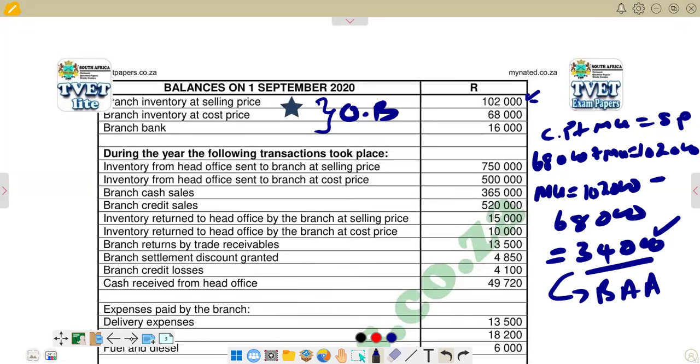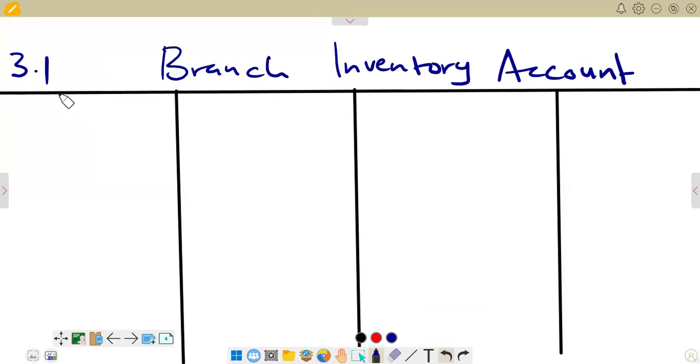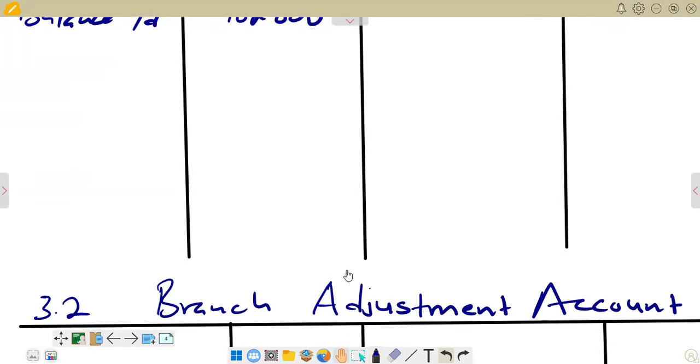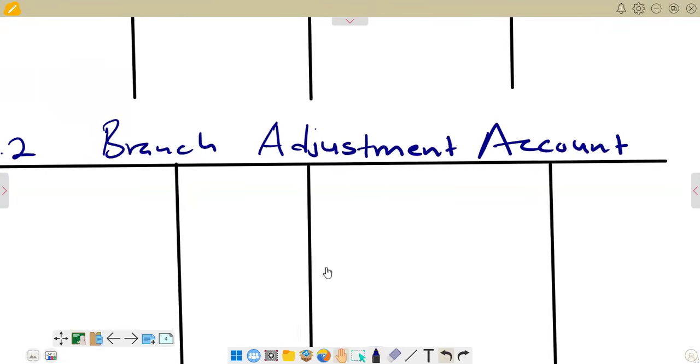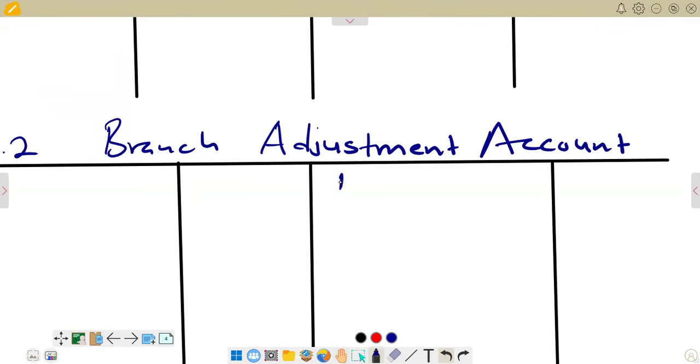So we go to the other section and put our opening balances in. In the branch inventory account, our balance b/t goes to the debit side. We are saying we've got balance b/t, and the amount that we have is 102,000. And then for the branch adjustment, we calculated 34,000, so it comes to the opposite side, which is the credit side. That's where you enter your balance b/t, and the answer that we got there was 34,000. So we put our 34,000 here.